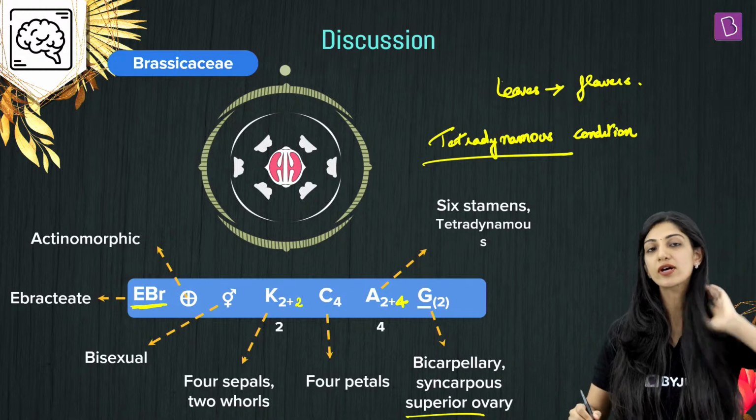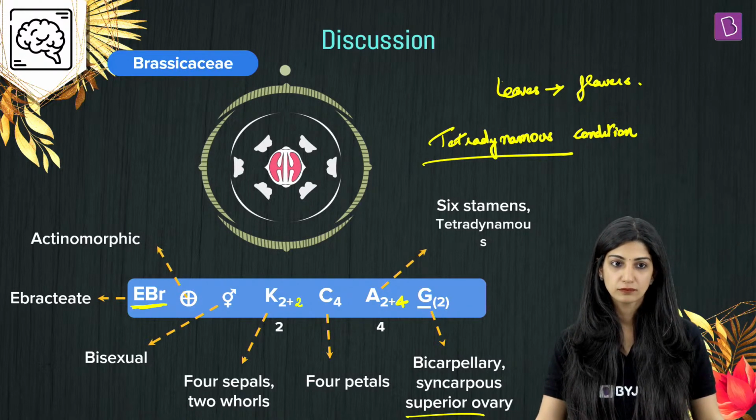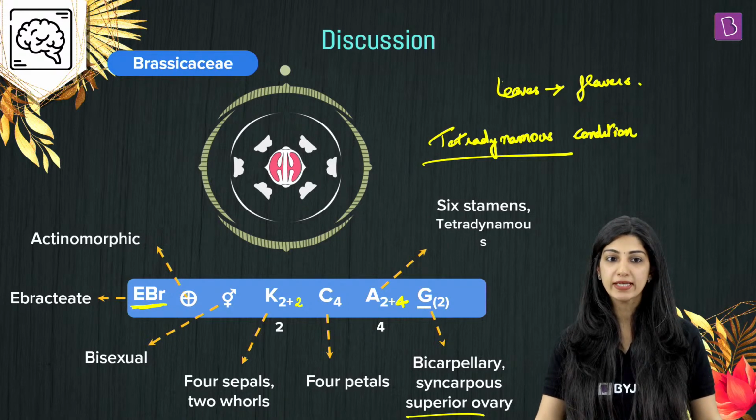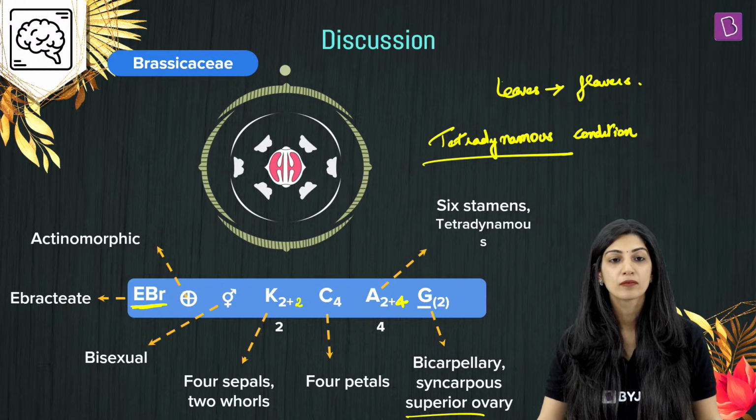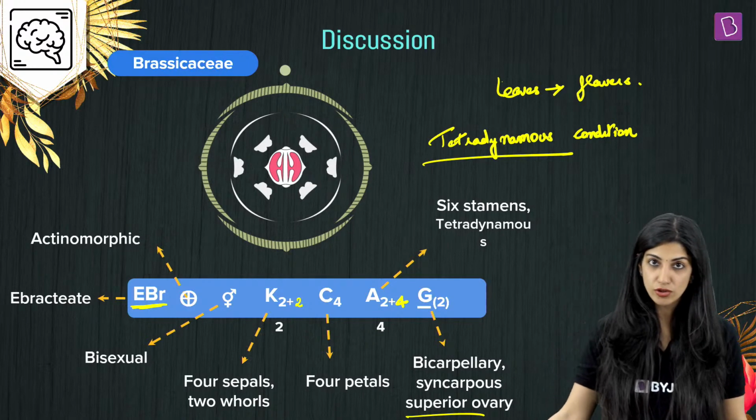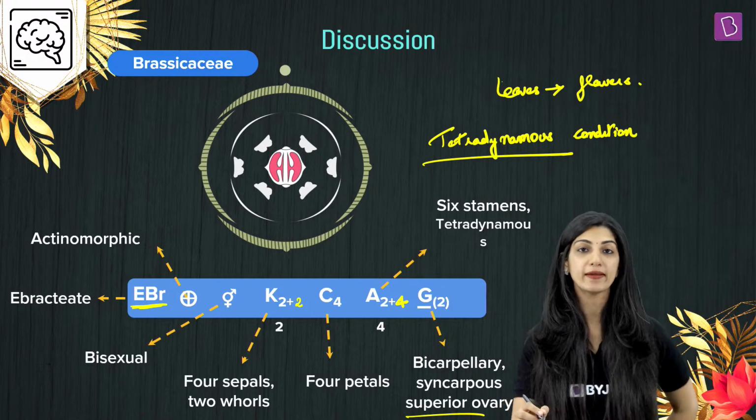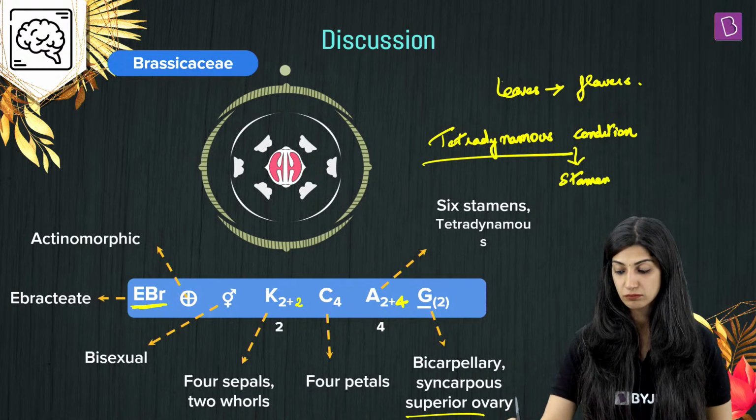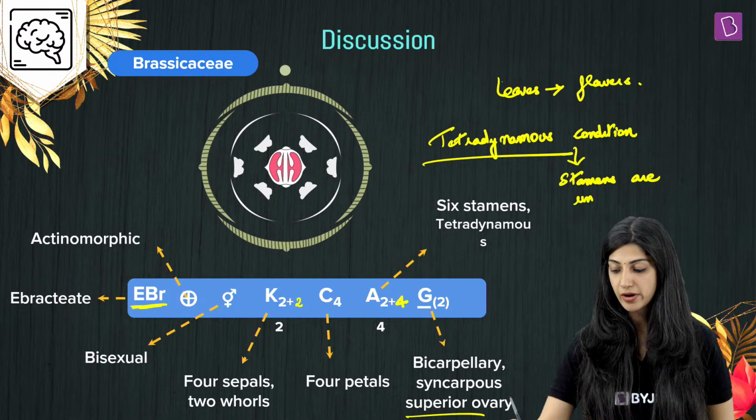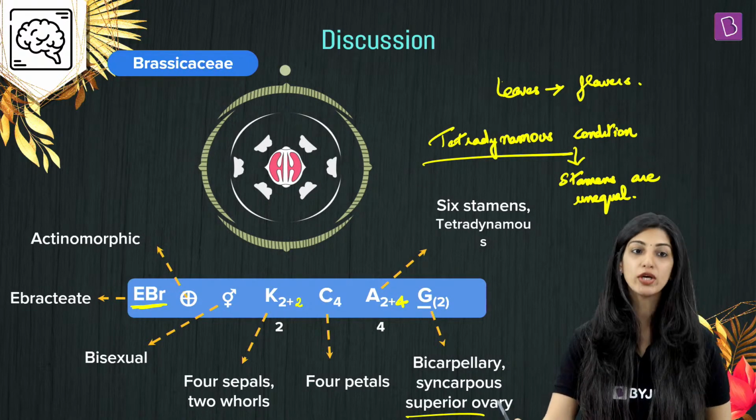Who knows what is tetra-dynamous condition? Let's see. Kushal, I'll talk about the neat pattern. Can we focus right now on the questions? Because this is going to be the part of your paper. Tetradynamous condition means that filaments are unequal in length. And third, stamens are unequal in length. Stamens are unequal in length. Very good.